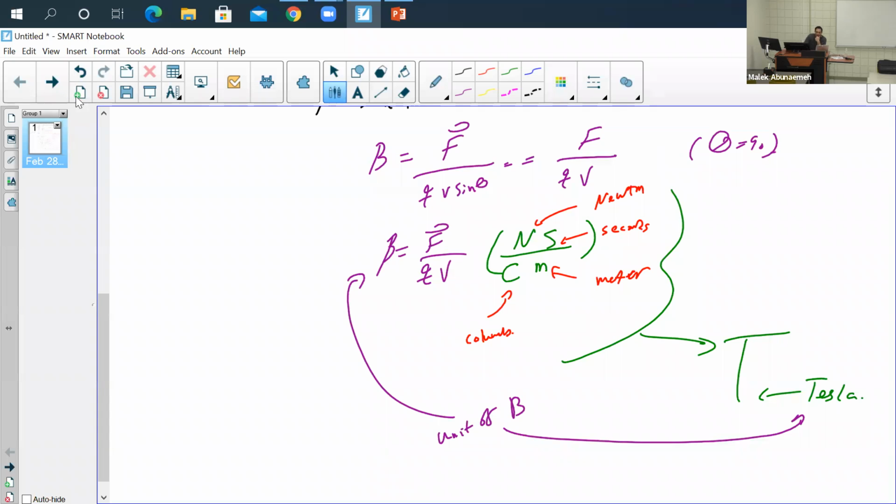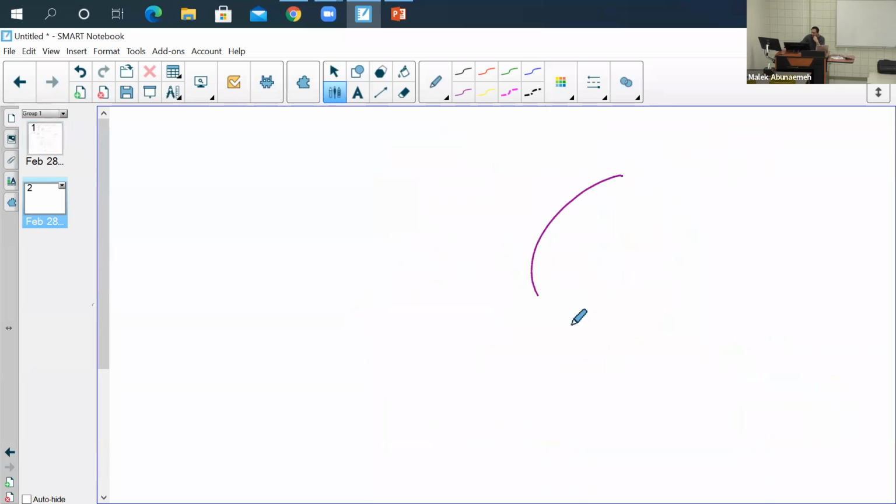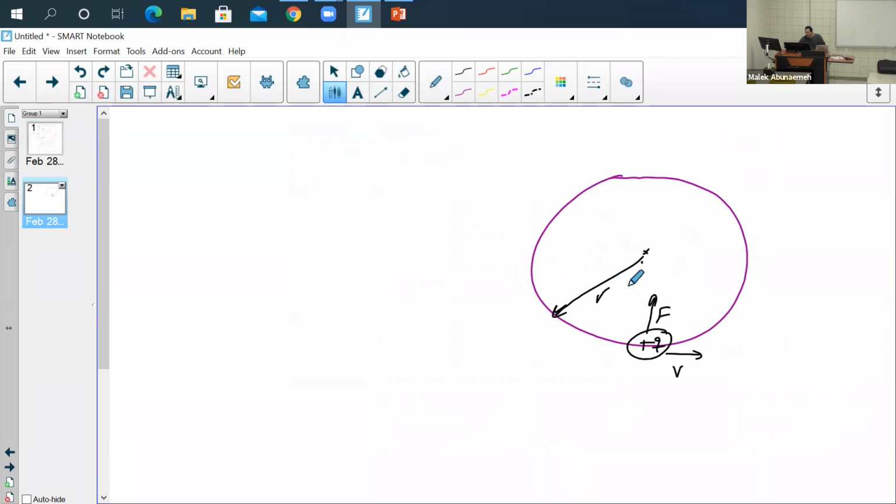Now, supposedly you have a charge. Let's say this is the orbit and this is your charge. Let's get a different color for the charge. Supposedly I have a charge. Let's say this is the positive Q going in. That's going to have a velocity v, like we saw from chapter 2. And this is going to have an inward force towards the center, where this is your radius r.